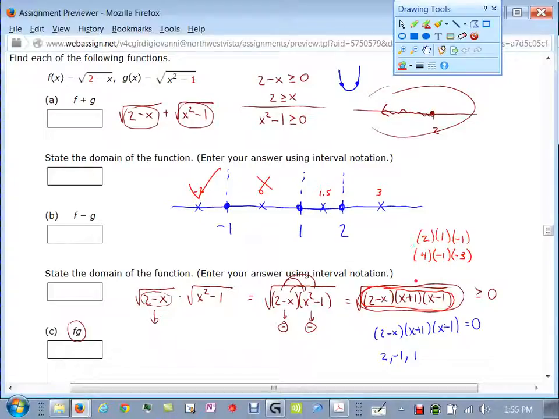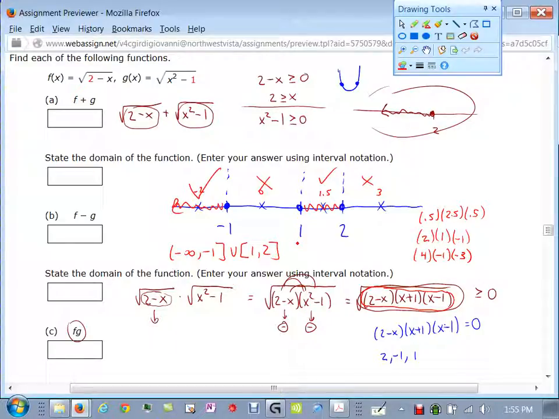If I plug in 1.5, I get 0.5, 2.5, and then 0.5. And multiply all those together, it does work. And then this one, if I plug in 3, you can check it for yourself. That won't work. So I can have everything over here and everything in between. So I say that negative infinity all the way to negative 1, union with 1 to 2. And remember, we do include the endpoints because that makes it 0, and it's okay to have the square root of 0. All right.